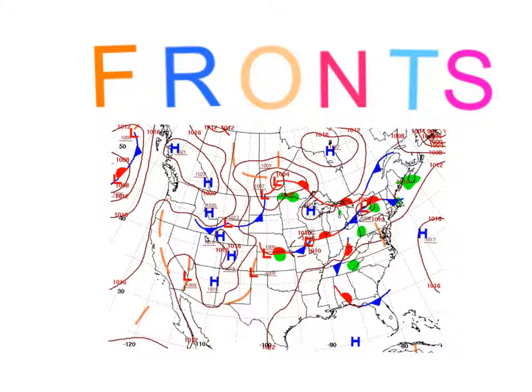For my fronts, I have 6 fronts. The types of fronts I have are a stationary front, a warm front, and a cold front. A stationary front is a boundary between 2 air masses. These air masses don't move. They wobble back and forth for several days. These can cause bad weather.